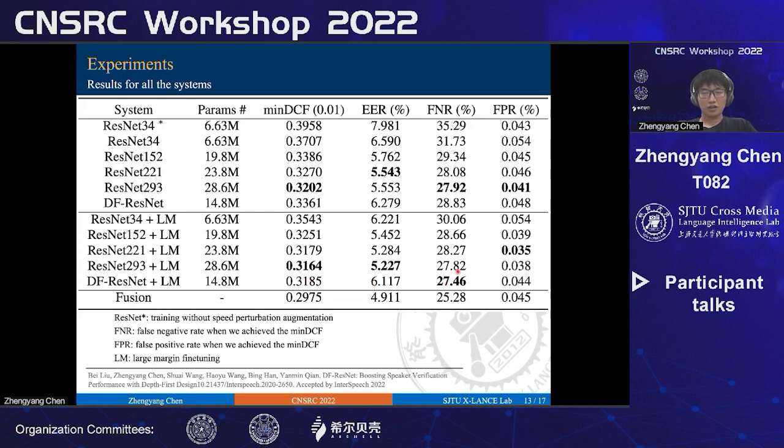We also show the false negative rate and the false positive rate when we get the mean DCF value in this table. We can see that the mean DCF is more correlated with the FNR when the FPR is constrained to a very small value. Besides, we fuse all the large margin fine-tuning models according to their performance as our final model.